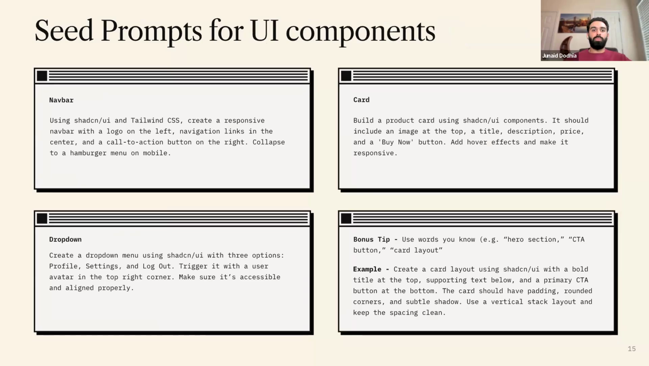These are some seed prompts for UI components that you can use if you want to build a nav bar from scratch or a product card or a dropdown. One bonus tip I have is if you use words that you already know, like the hero section or the CTA button or the card layout or nav links, just use them in the prompt, and I think that would really help you.